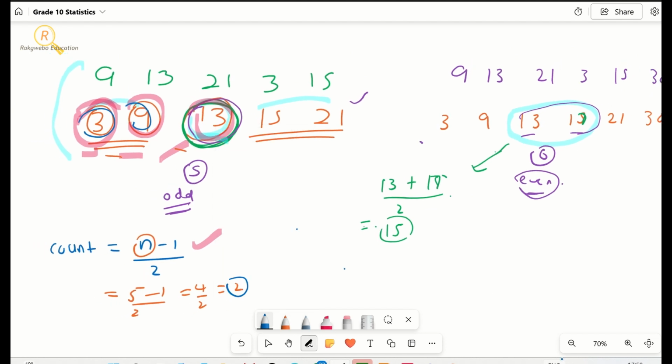Yes, yes. And then for the even, you do this. You go count. You go n minus 2. You don't put 1, you put 2. N minus 2 over 2. Then let's go ahead and do it.